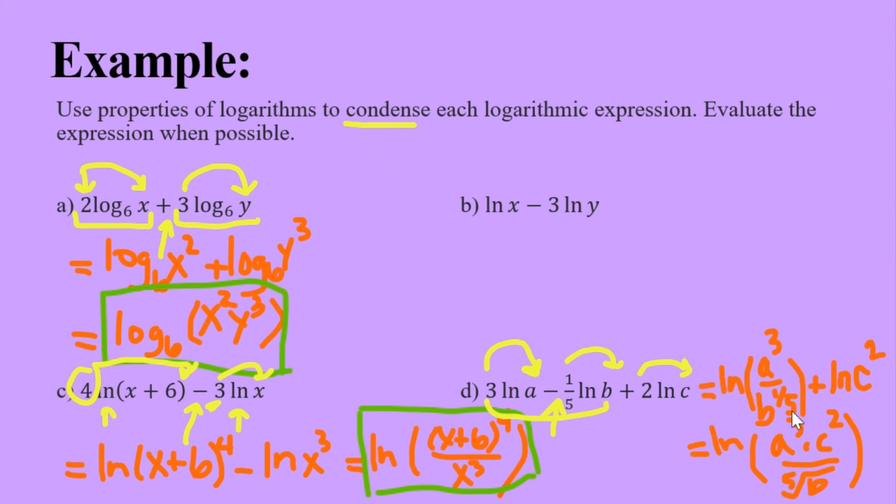And so now you can see we applied the product rule. We multiplied the first term by the function of the second term, so the a cubed times c squared, and then we put b back under the radical. So we have it there under the radical for the 5th root. So this would be your final answer of the condensed form of that natural log.